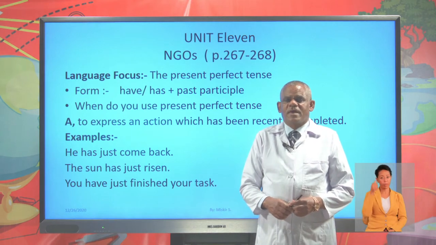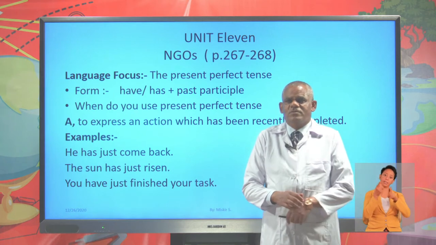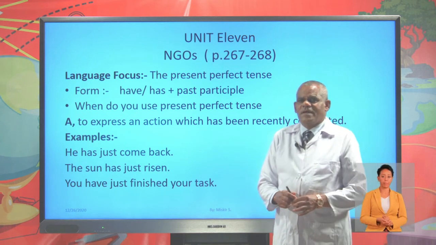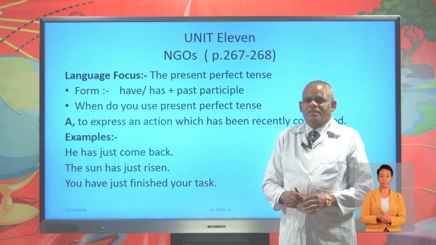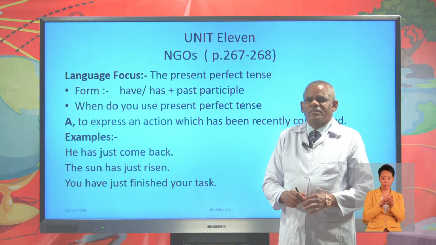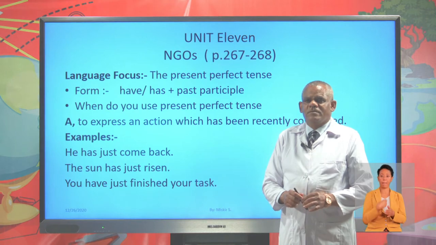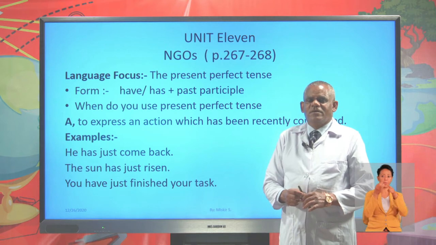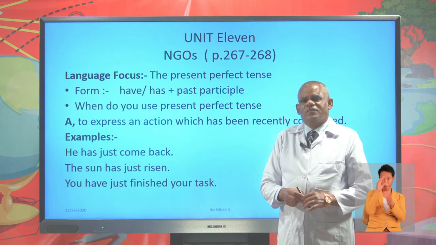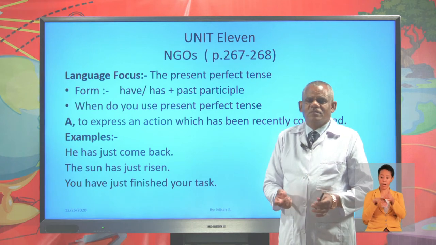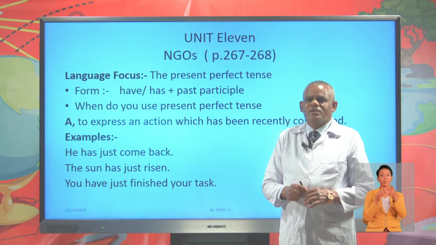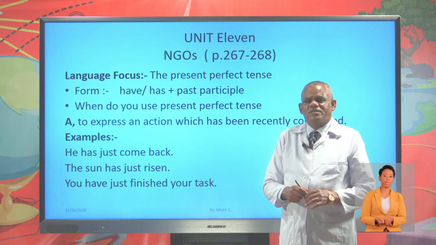He has just come back, for example. As shown on the screen, he has just come back. Let me give you one example. Assume that your mom or any member of the family is looking for somebody, but he has left home just recently. In such a case, we inform that person that the family member has already left home. There is a short period of time. In such a case, we can use the present perfect tense: he has just come back.